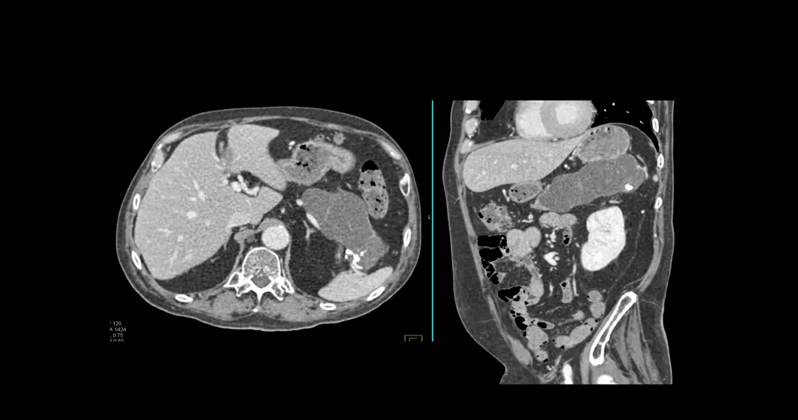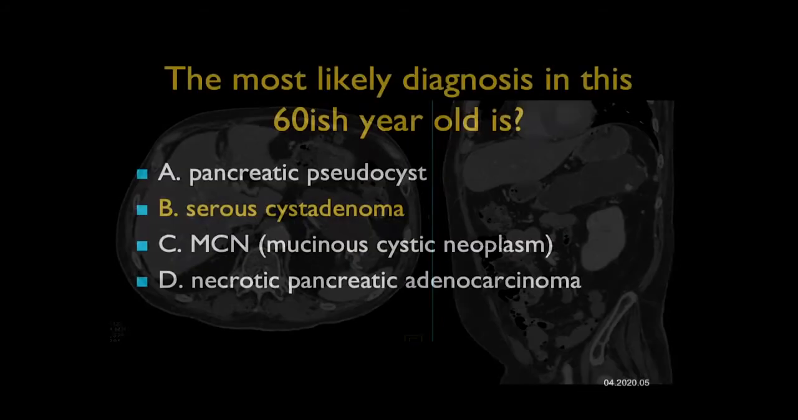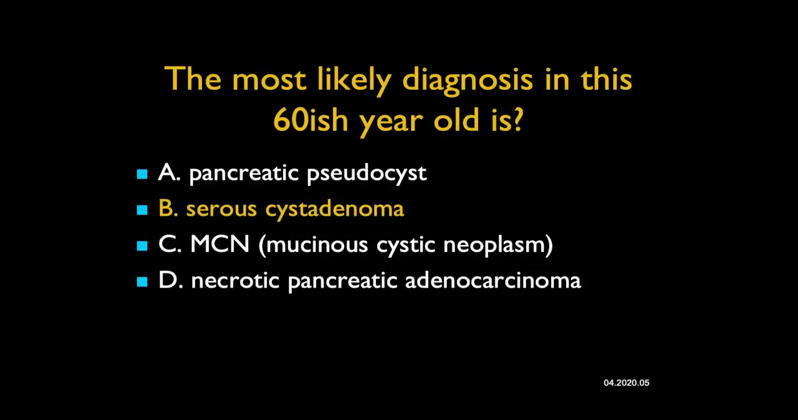Adenocarcinomas can be necrotic, but this is really cystic. And the best diagnosis in this case is a serous cystadenoma. Serous cystadenomas have calcification. Often the calcification is central, but not necessarily the case. So this was a serous cystadenoma. Excellent case.